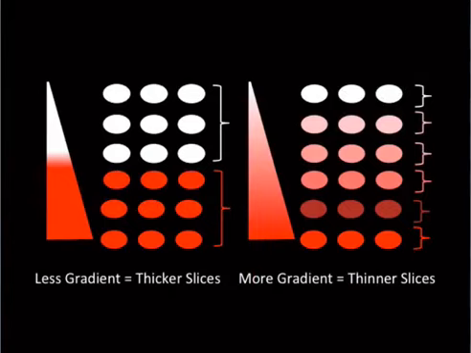Now, with regard to that gradient, less of a gradient is going to equal a thicker slice. More of a gradient is going to allow for multiple slices, where each little color change is going to equal a different slice. So that's the opposite of the RF: whereas a bigger RF equals a thicker slice, less of a gradient is going to equal a thicker slice. So it's the opposite.